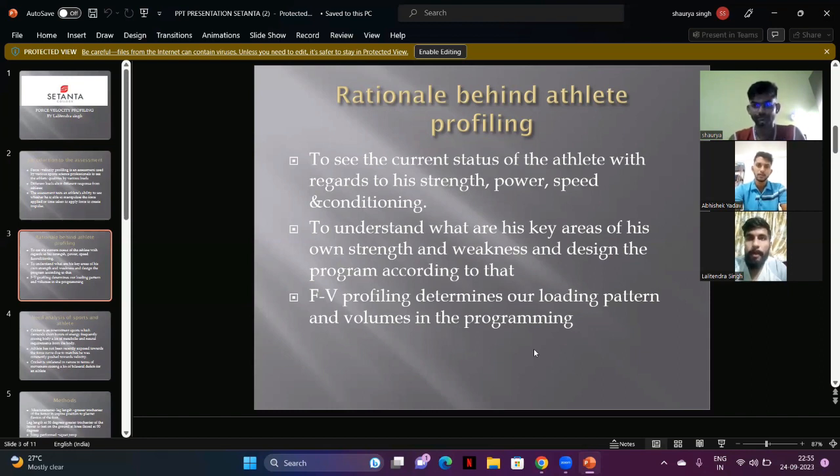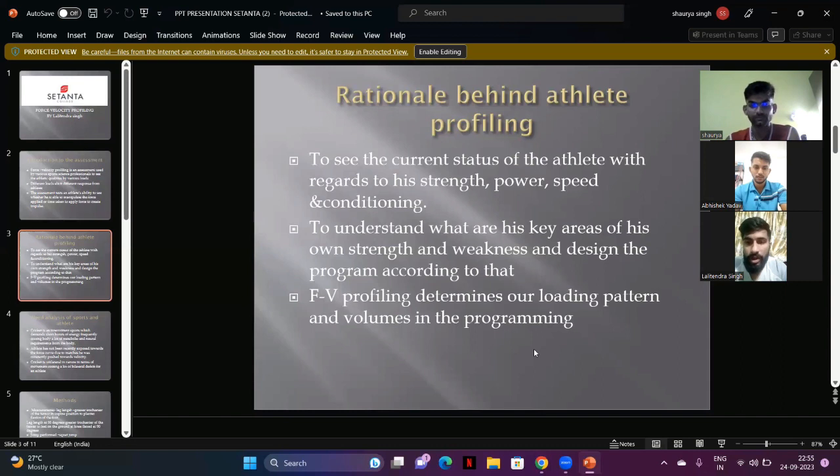So what happens is when an athlete comes to a training center or wherever he wants to train, the biomotor abilities required in his sport are all about strength, power, speed, and conditioning. We have a correct measure of them when we do his profiling. If we have the correct measurement from his profiling, we don't guess. We have the assessment, we have the exact numbers that we can work upon.